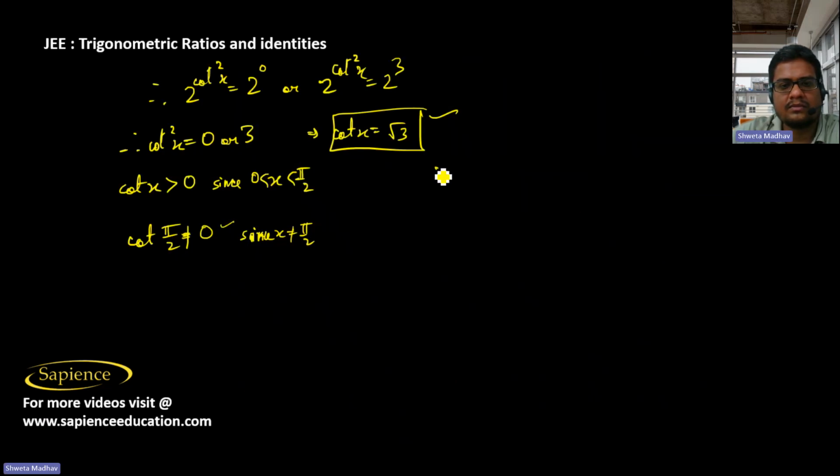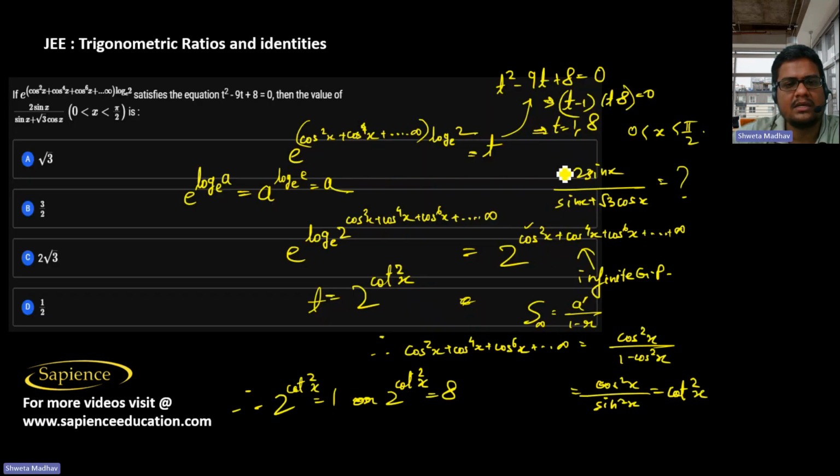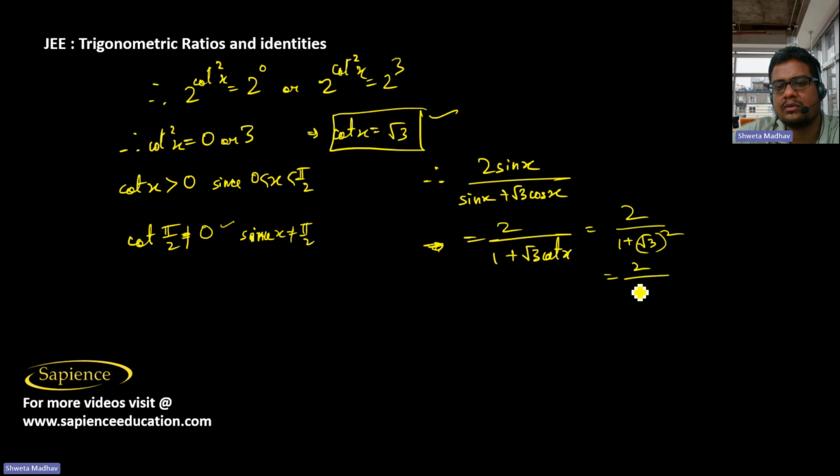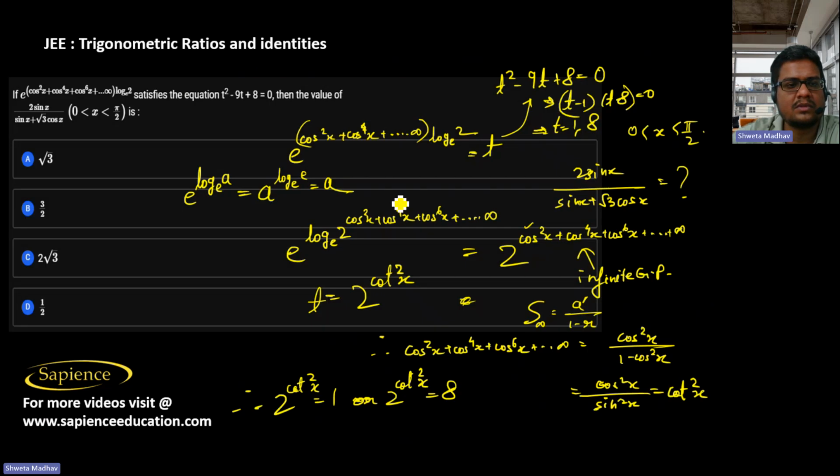Now therefore we have to find the value of 2 sin x by sin x plus root 3 cos x. Now if we divide the numerator and the denominator by sin x, then this will be equal to 2 by 1 plus root 3 cot x. So this will be equal to 2 by 1 plus root 3 into root 3. So it is 2 by 1 plus 3, so 2 by 4, that is equal to half. So therefore half is the answer. Half is the value of this. So option D is the correct answer.